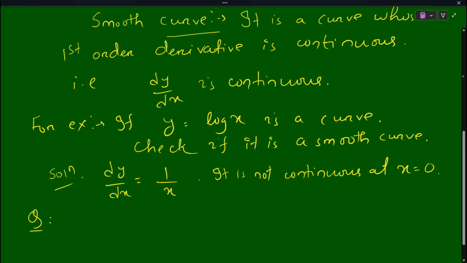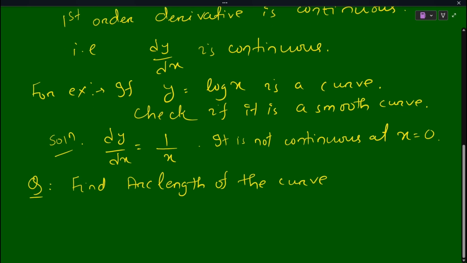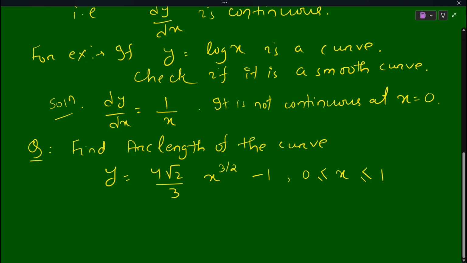So I'm writing the question. Find the arclength of the curve y equal to 4 root 2 by 3 x to the power 3 by 2 minus 1, for 0 less than x less than 1. So to find the arclength, what is the first step? The first step is to check if the curve is smooth or not. So let's first check.